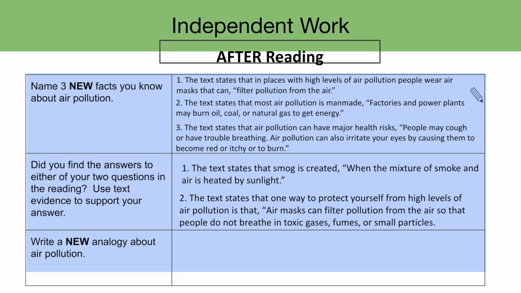Now finally, write a new analogy about air pollution. Smog is like a blanket. It covers cities in a thick cloud of toxic gas.